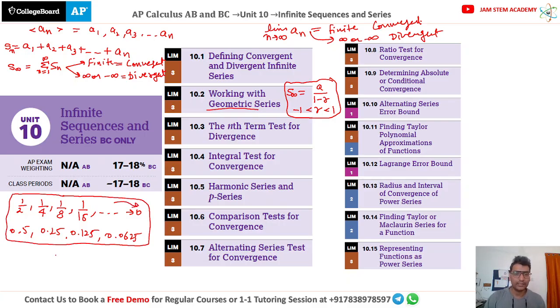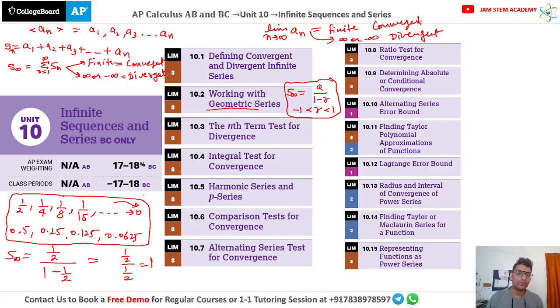And what about the series? It's a geometric series, right? So S infinity will be given by a over 1 minus r. r is what? Half again. So 1 minus this. Okay. Now let's simplify it. What do you get? 1 by 2 divided by 1 by 2 gives you 1. So this series is also convergent. Okay. So this was for geometric series only.